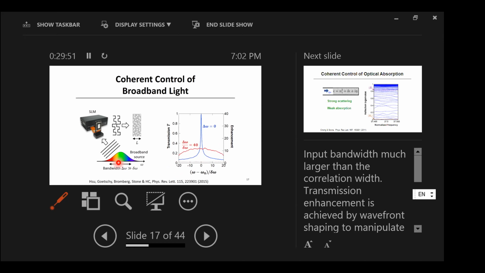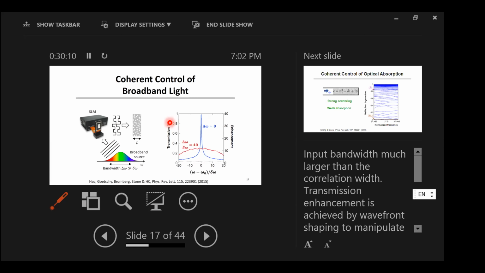So that means indeed we can do this for broadband light, but we cannot get to 100% transmission. But we can still enhance transmission about 10 times. That's no problem. Okay, so this is basically for enhanced transmission.